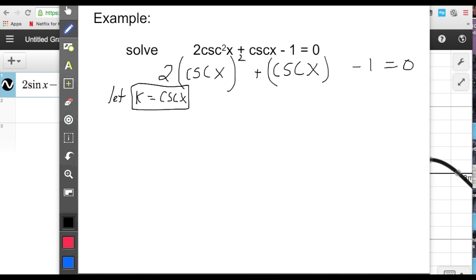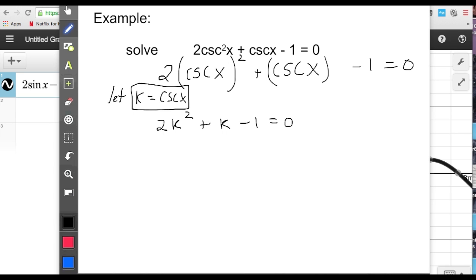So this is kind of a little trick we can do. So look, this is 2 and then cosecant squared. So this is 2k squared, right? K is the cosecant x plus that cosecant x is a k, so it's plus k minus 1 equals 0. So my equation looks like this. And what's this look like? A quadratic expression. How do I solve quadratic expressions? I factor them, I set them equal to 0, which it already is, and I solve.